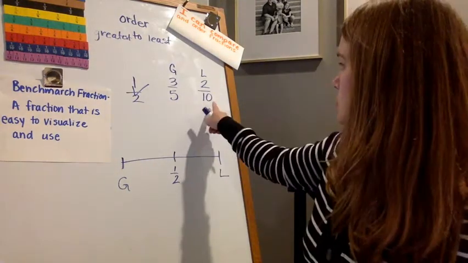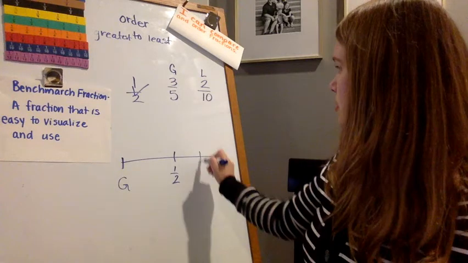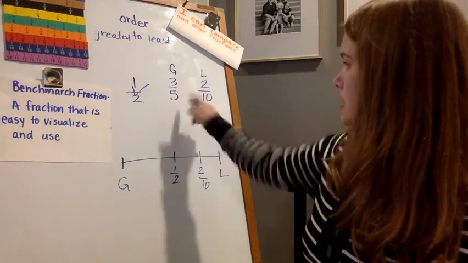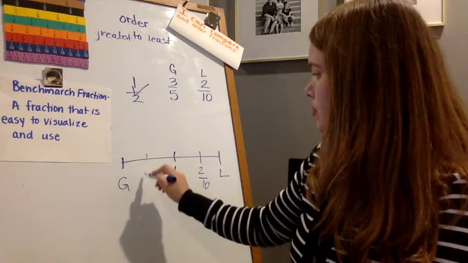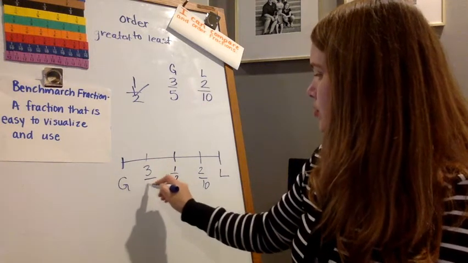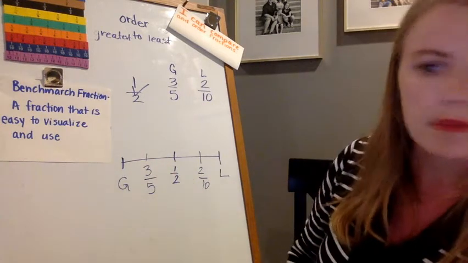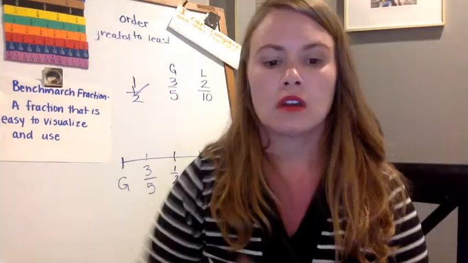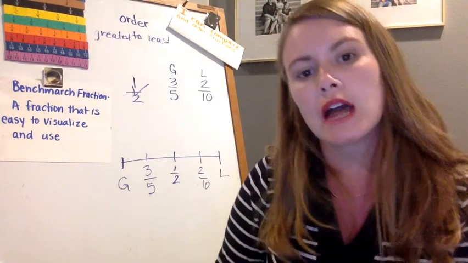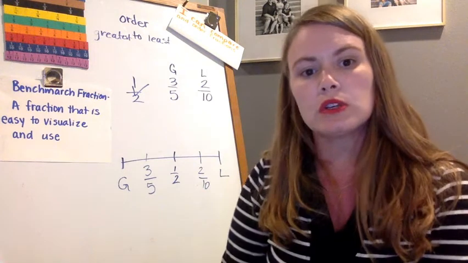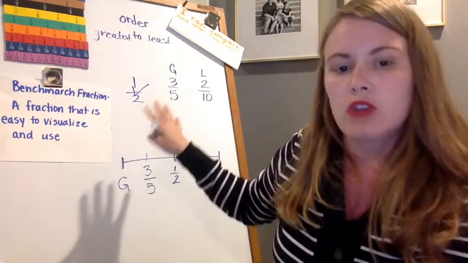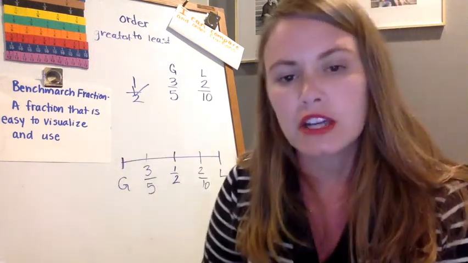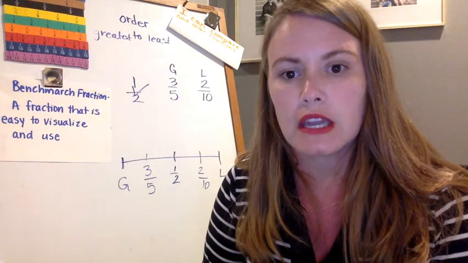So this was less than 1/2, so I'm going to put 2/10 over here. And this was greater than half, so I'm going to put 3/5 over there. All right, so today we worked on comparing and ordering fractions. We used the strategy of comparing to a benchmark fraction, and we also used finding a common denominator.